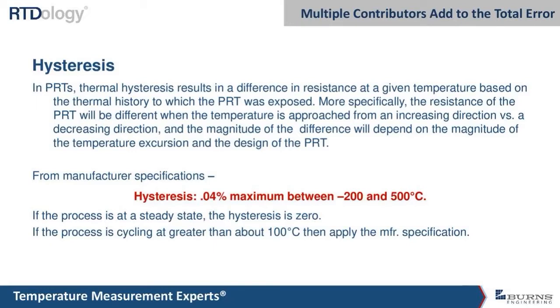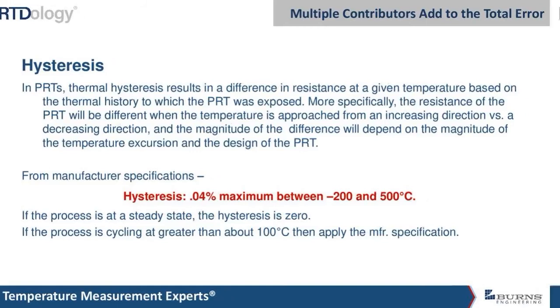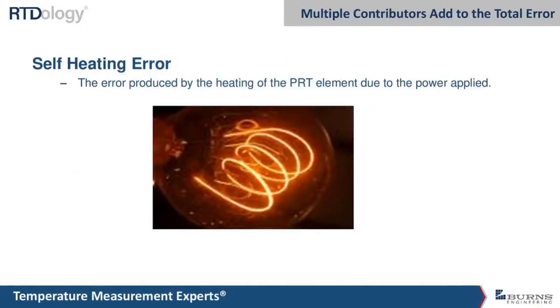Hysteresis. If you have a process that is running at a steady state, you really don't need to take hysteresis into account. If you have a process where the temperature is changing widely, this can become a bit of a contributor. What it is, as you heat the probe up and then cool it back down, it's not going to indicate the same temperature at the midpoint of that heating and cooling cycle. That error is what we call the hysteresis error.